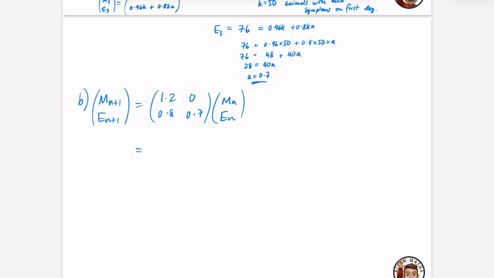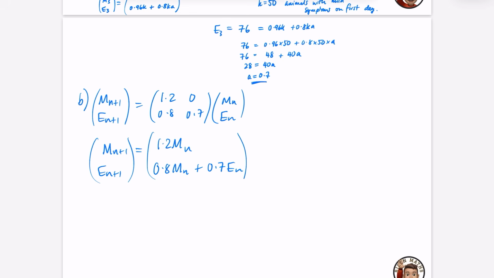So if I was to actually multiply this, you get 1.2 Mn, and you get the 0 part. You then get 0.8 Mn plus 0.7 En. I've made a bit of a mess of that. Let me just tidy that. Plus 0.7 En. And this is what Mn+1 and En+1 is equal to.